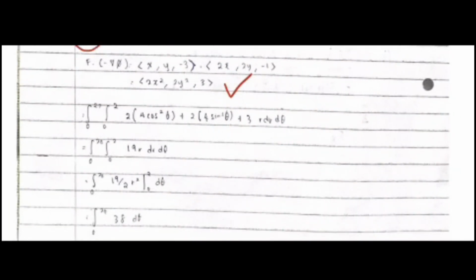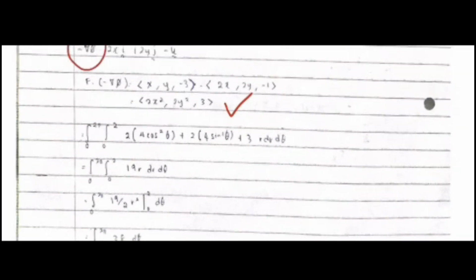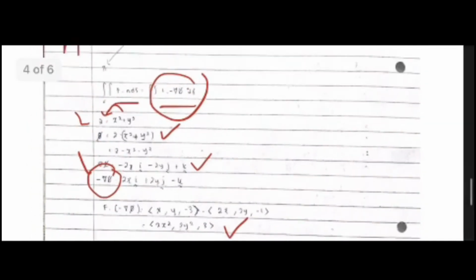Next, we just need to integrate. Since it is dA here, we change it into r dr d theta because it is easy for us to integrate. We use dr d theta. So we change x and y into terms of r and theta.